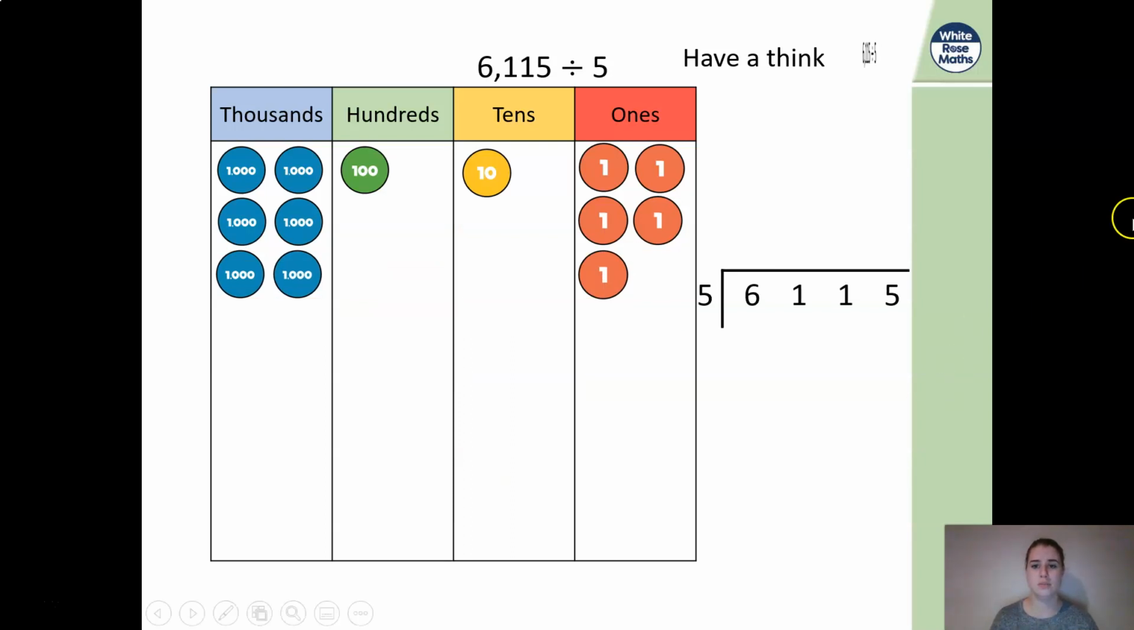Pause the video and have a think about this question. So you might have to do some carrying across for this one. Ignore the place value counters if they don't help, but see if you can work out the answer to this one.